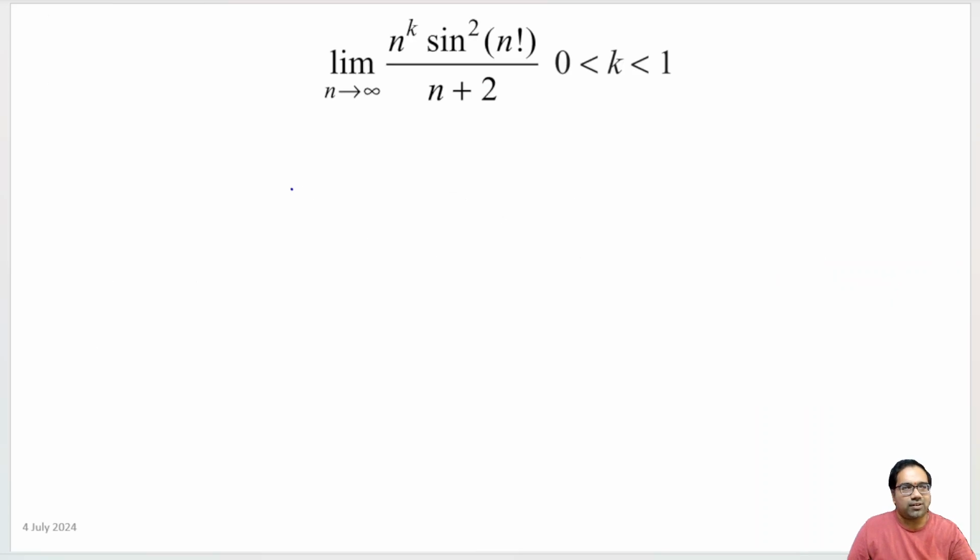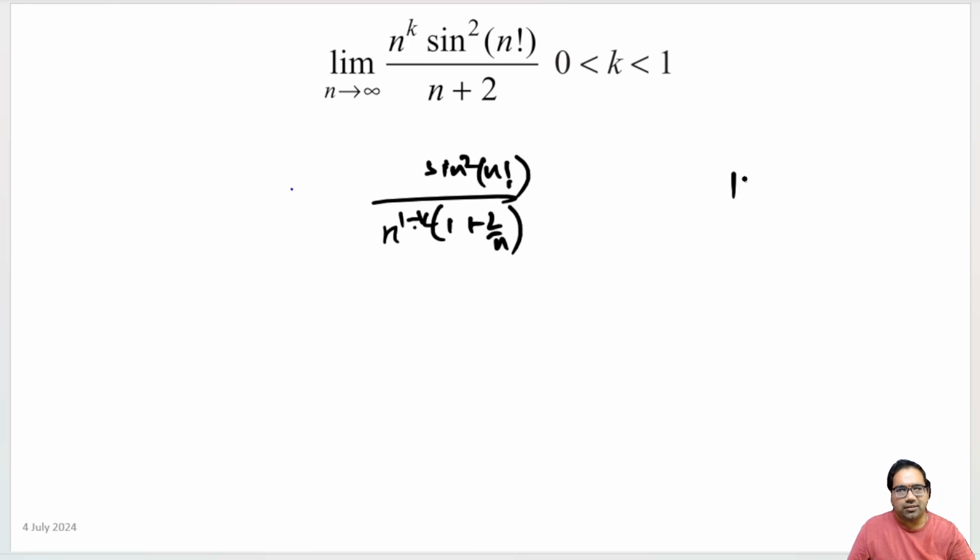Next, when we look at this n plus 2 in the denominator, we can write it as: sine square n factorial by what is n plus 2? n into 1 plus 2 by n. And what does that mean? n power 1 here and n power k here. That means we can write it as n power 1 minus k. k is always lesser than 1, k is between 0 and 1. That means 1 minus k is a positive number.